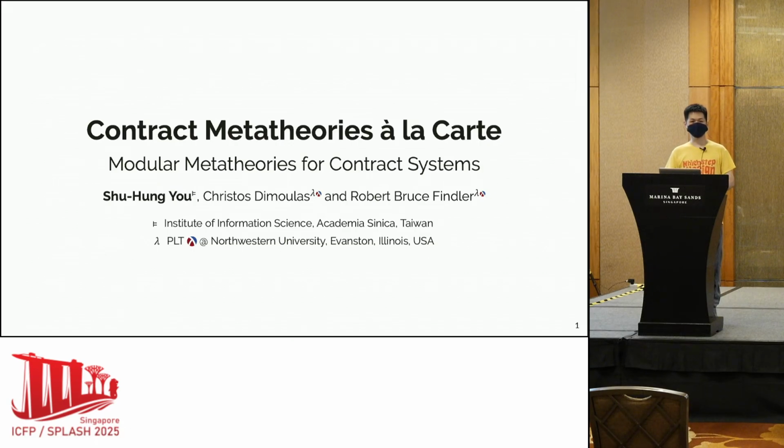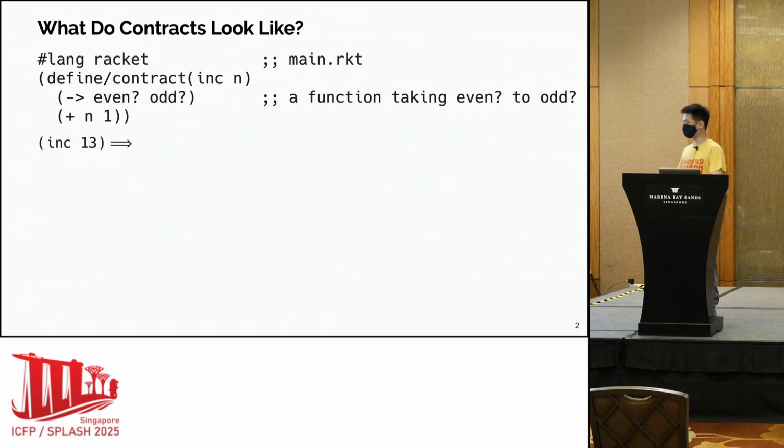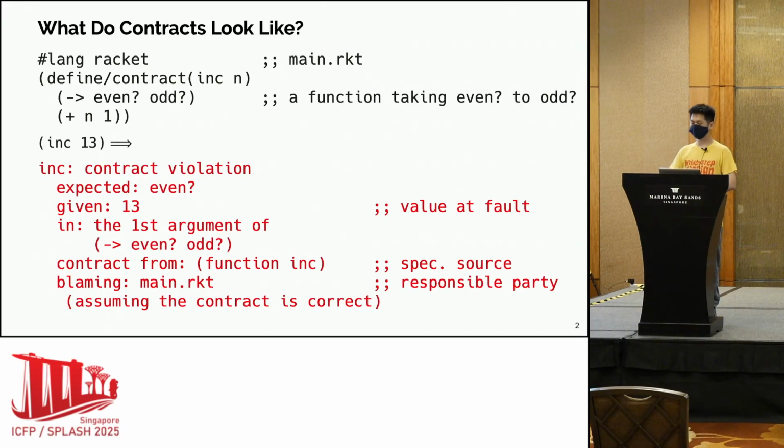Contract systems easier and reusable. So let me just give a very quick recap of what contracts look like, where I can write a function, and I can say this is supposed to be the function that takes an even number to an odd number in the second line. Then when I run it with a bad argument, I would get the error message that is dynamically checked, where it says, well, 13 is violating the specification, the contract.